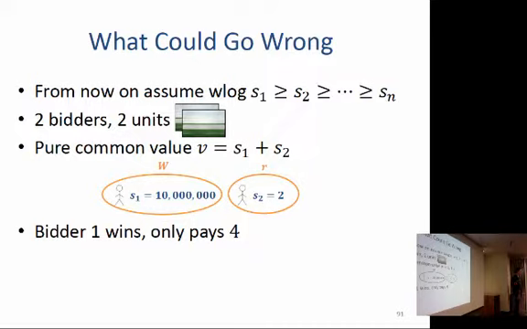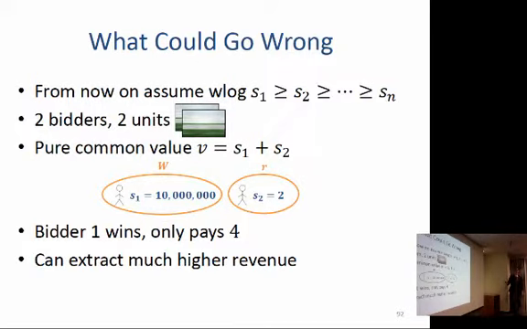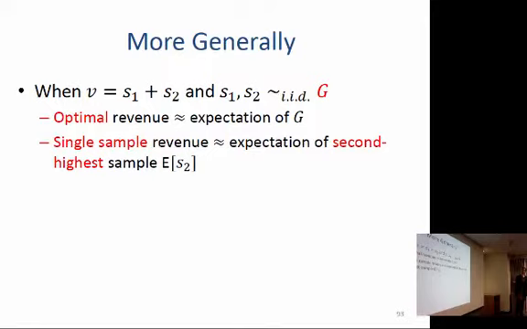Now I want to show you the same thing with distribution. So let's see this more generally. Again, the value is the sum of the signals. The signals are drawn IID from some distribution G. Now, the optimal revenue you can get because of this trick that I just described, charging each one the other guy's signal, you can get very close to the expectation of S1 plus S2. However, if you use the single sample mechanism, then your threshold is always the second highest bidder. So you get, as your revenue, something like the expectation of the second highest.